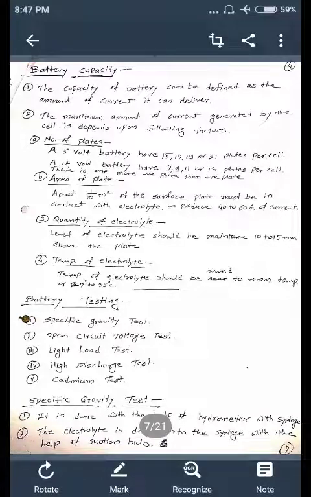Hello friends, in the last lecture we studied the construction of a battery. So in this lecture today we will study battery capacity.